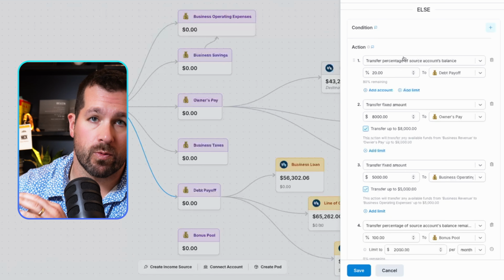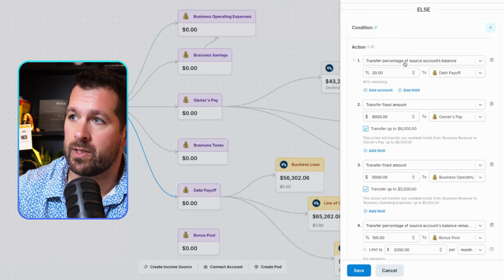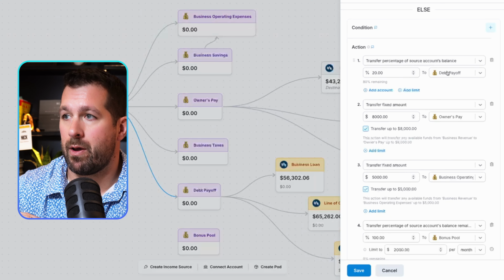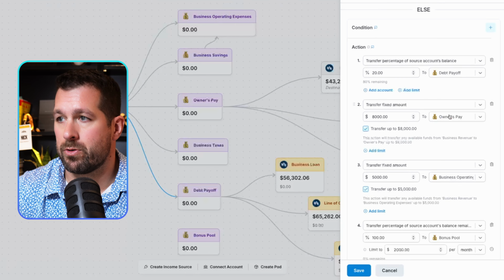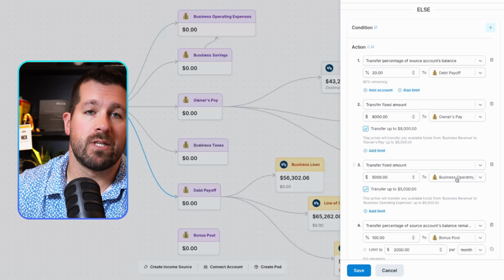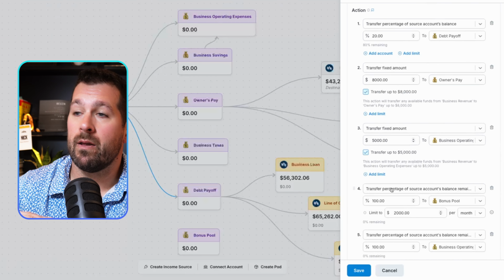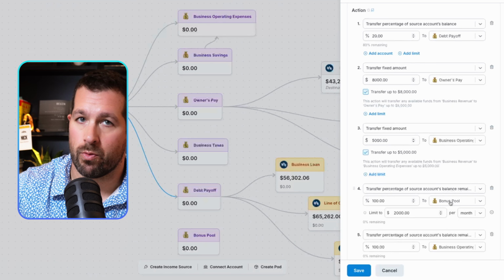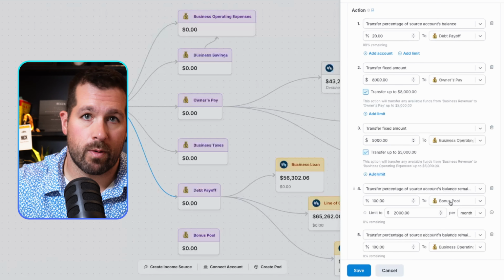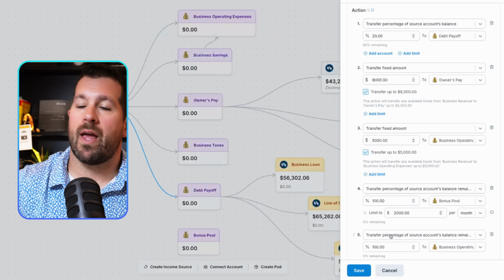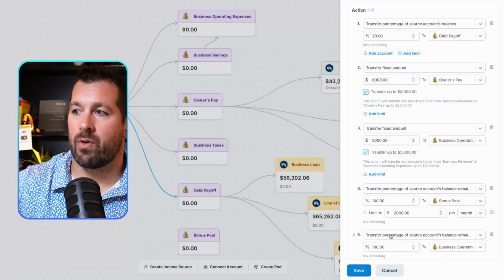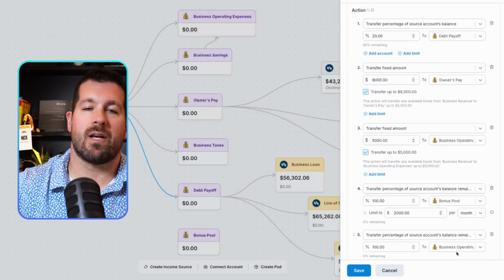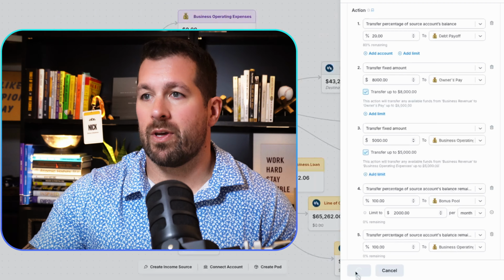So now in the case where it's over $100,000 in business savings, we have 20% going to debt payoff, $8,000 going to owner's pay, $5,000 to the business operating expenses, and whatever's left over, up to $2,000 is going to the bonus pool. If it's over $2,000, so we're able to fully fund the bonus pool, well then every other dollar or 100% of the remaining balance goes back into the business operating expenses. Simply click save, and just like that, we've set up the system.